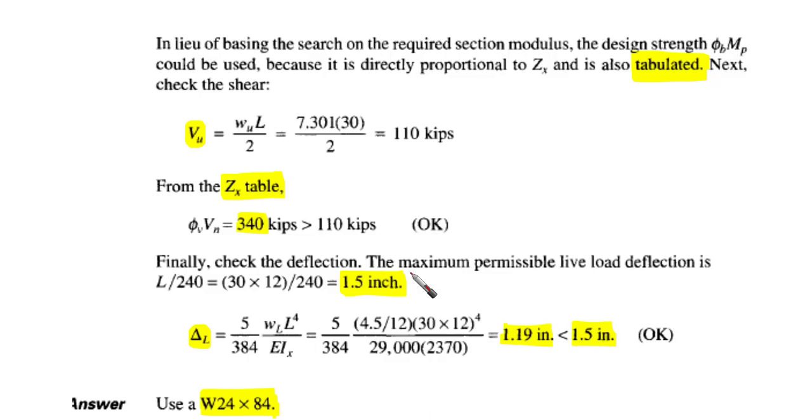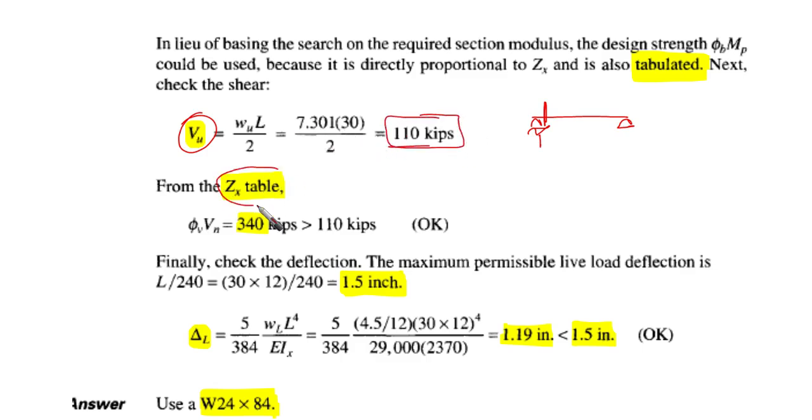Okay, now we can go to the shear strength. We need to calculate the shear strength. So in our case, Vu equals Wu times L over 2 because we are simply supported. So we are going to have the shear strength here. It is 7.3 times 30 over 2, which is 110 kips.